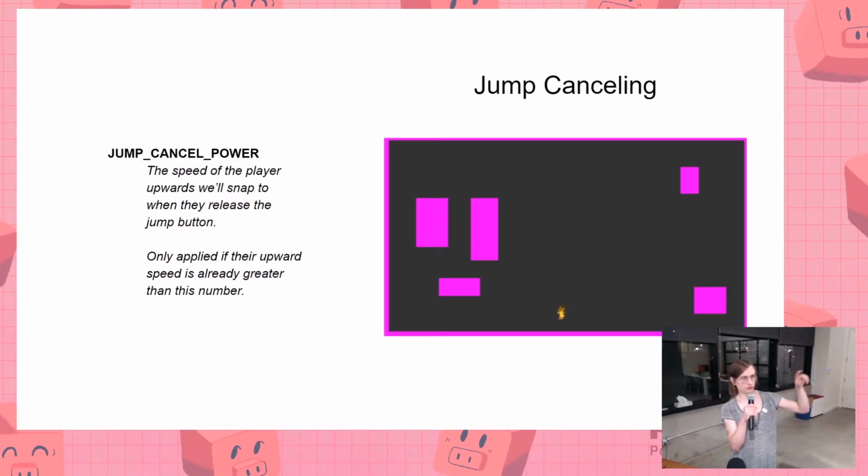And the reason you use a fraction of your jump speed instead of just setting it to 0 is that it feels a little bit unnatural, because then the player's arc is immediately cut off mid-jump. With this, they still have a little bit of upward momentum, so it feels more natural.